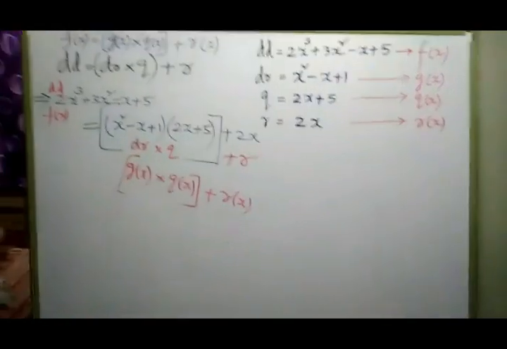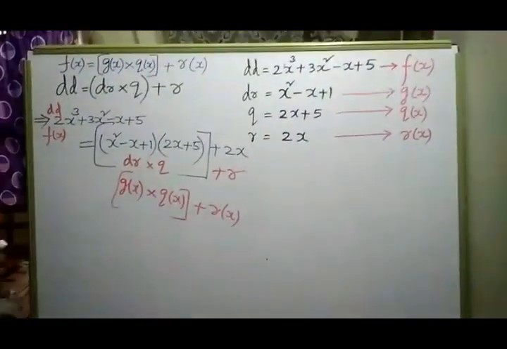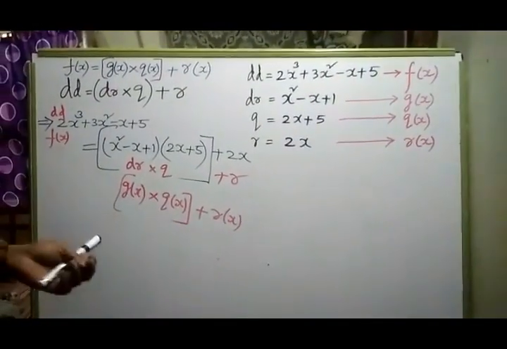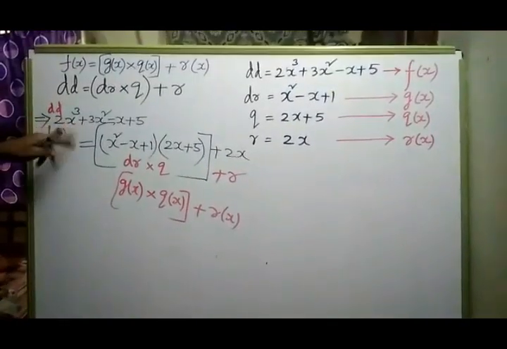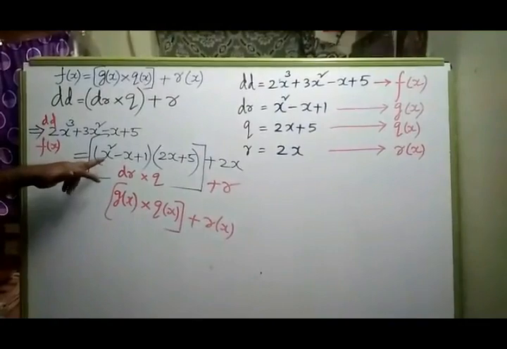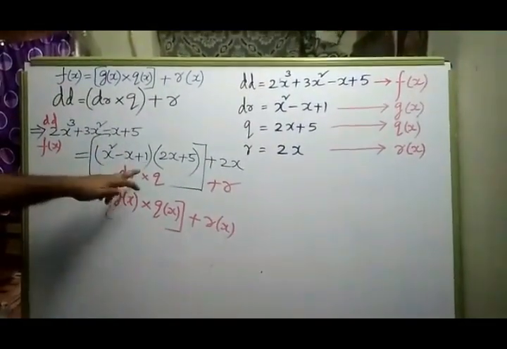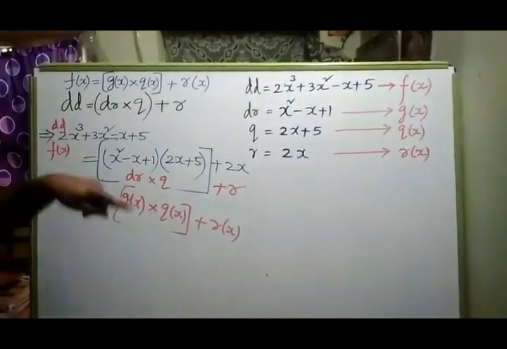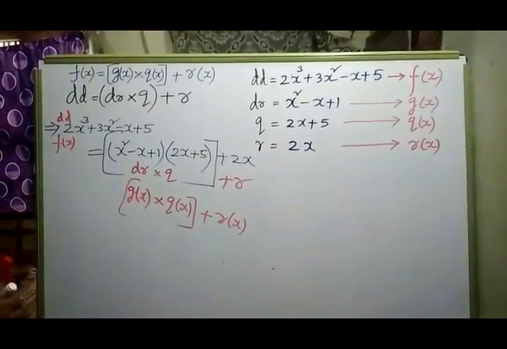So now I am going to do verification. Dividend is equal to divisor into quotient plus remainder. I have to take LHS is equal to 2x cube plus 3x square minus x plus 5. RHS is equal to x square minus x plus 1 into 2x plus 5, plus 2x. Now we go for verification.